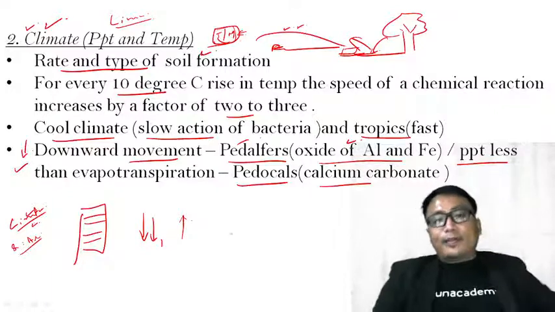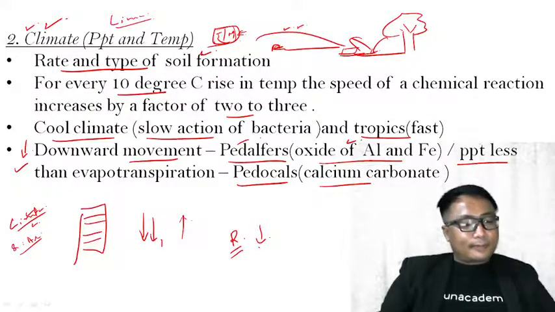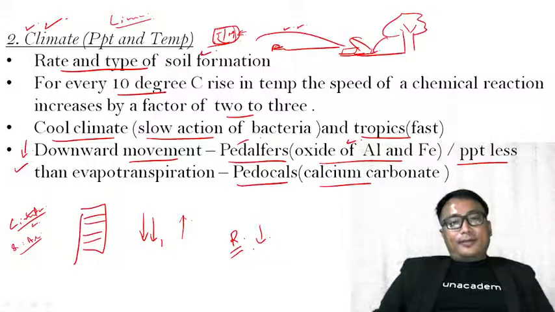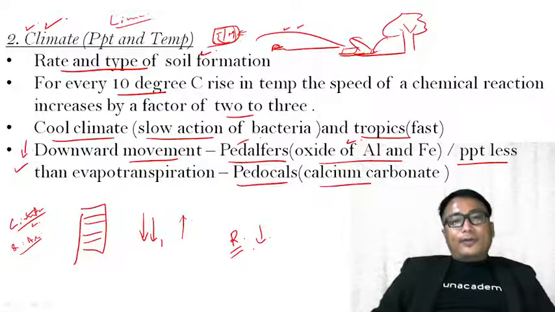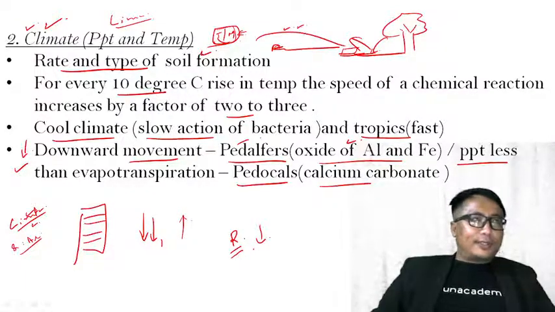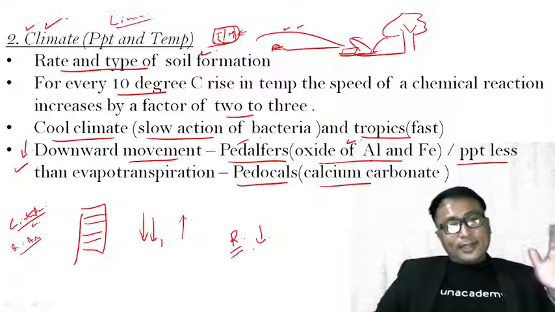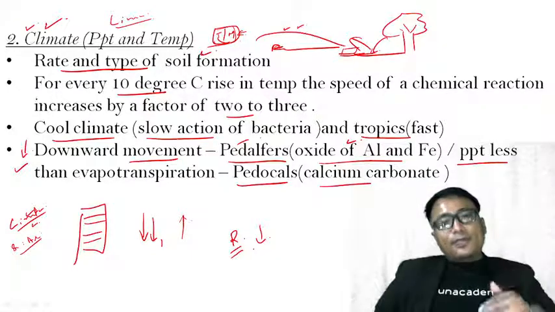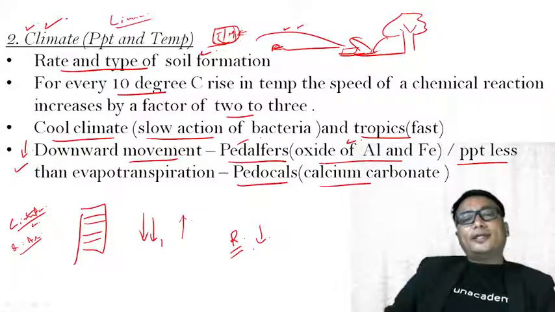Why? Because rainfall or precipitation is a function of climate, I can say. Clear? I hope that is clear. So in a place where you have a very high intensity of rainfall, you will have a Pedalfer type of soil that is rich in aluminium and iron oxide. The similar process of laterization or desilication that we have seen. Okay, but in a place where evapotranspiration is more as compared to the precipitation, such a location you will find in arid and semi-arid condition.